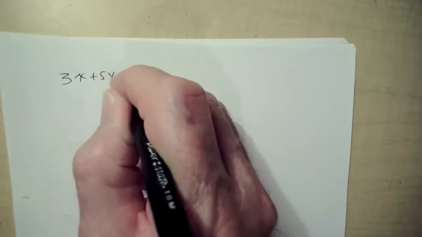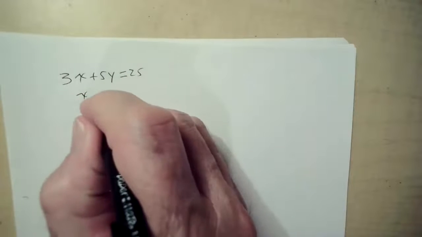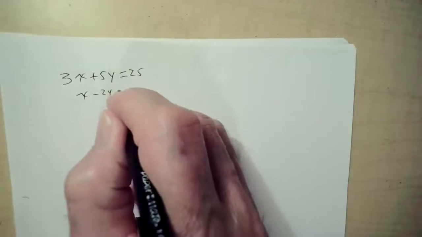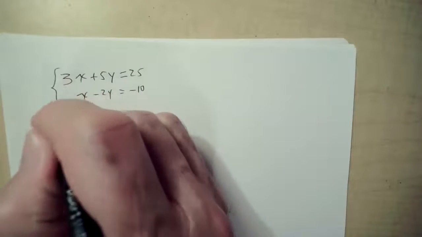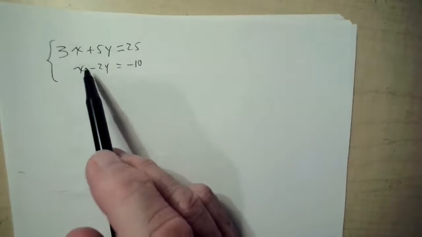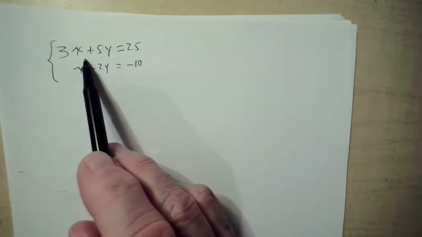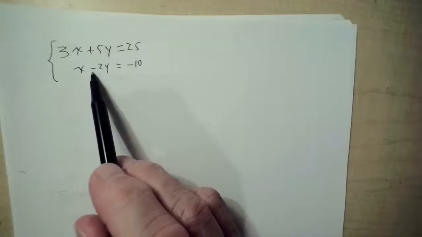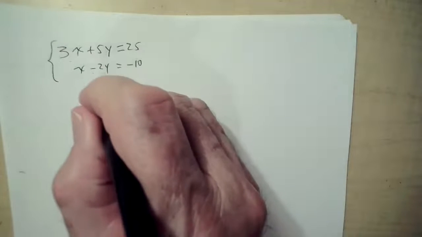3x plus 5y equals 25, and x minus 2y is negative 10. System of equations. Okay, what are you going to solve for here? I wouldn't solve for anything up here. You're going to end up with some godless fractions. Let's solve this bottom equation for x.